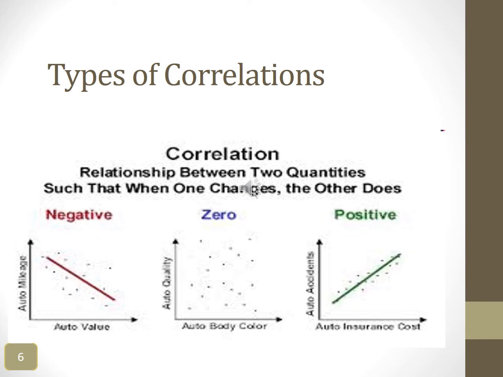Auto quality and auto body color are not related at all. And then in the last frame, you have a positive correlation. So as auto accidents increase, your insurance cost also increases, right? And these are linear relationships. So in other words, the correlations occur in a line. You have negative or inverse, and positive are lines. For the 0, we can't find a line.